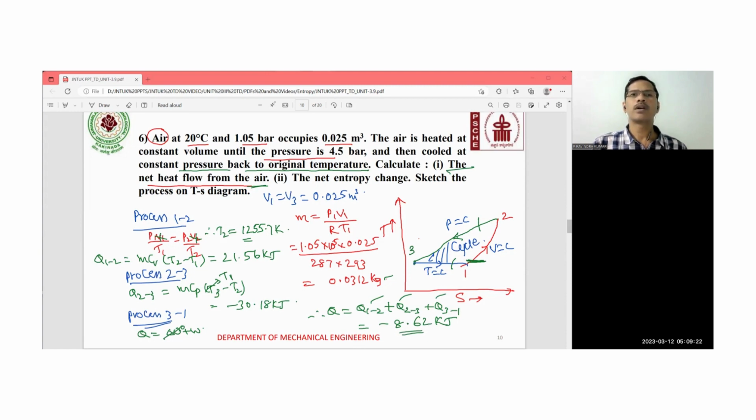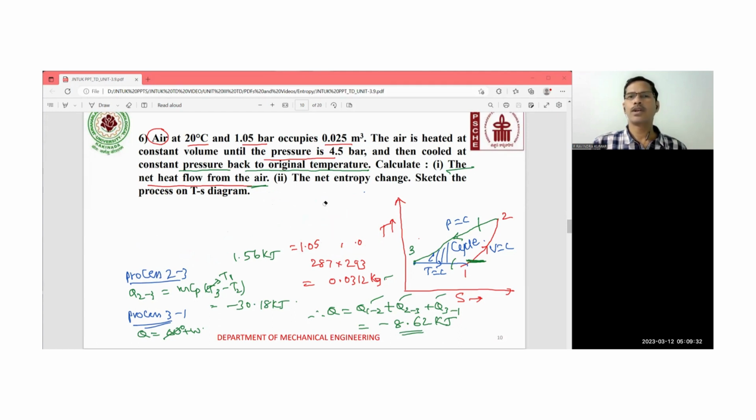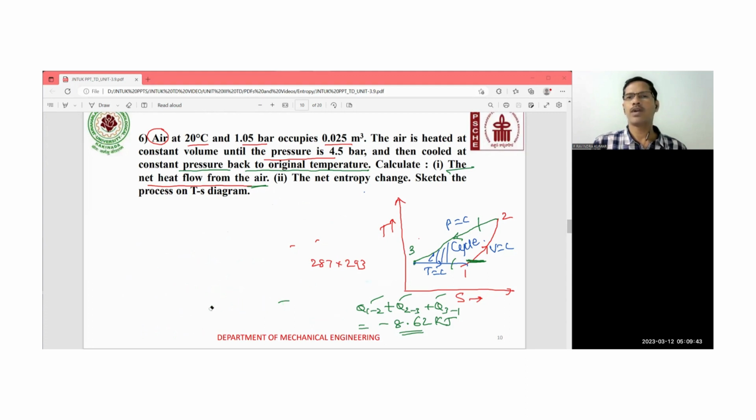Then what about the second bit? The entropy change in process 1 to 2, entropy change in process 2 to 3, and again entropy change in process 3 to 1. Then what about the total entropy change? That one has to be worked out. So come to the entropy change.